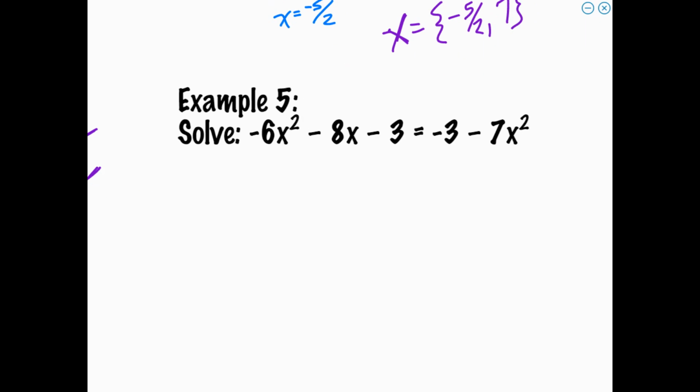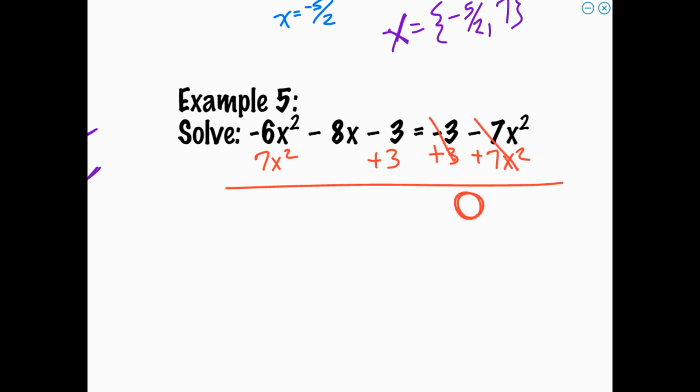So, right here. Again, first step, we've got to make it equal what? 0. So we've got to cancel out. Be sure you put them under the ones they match. This cancels, leaving me 0 on that side. That's what I want. Negative 3 plus 3, that also cancels. Doesn't change this. Negative 6x plus 7x squared, sorry, x squared.